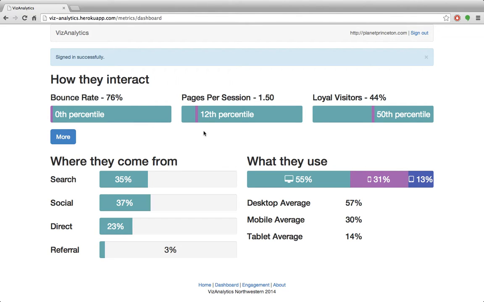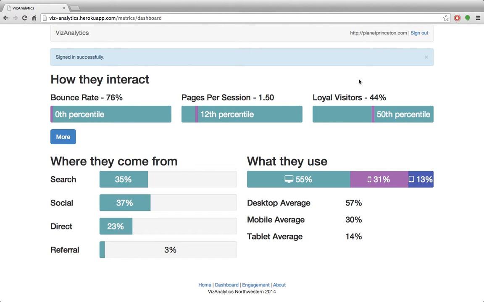Bounce rate is just an illustration of the number of people that go to the website, see one page, and then leave. A high bounce rate is a bad thing. As you can see here, Planet Princeton is in the 0th percentile, which means they had the worst bounce rate of the companies we analyzed. Pages per session is simply the average number of pages that a viewer uses before they leave the website. And you can see here that Planet Princeton is in the 12th percentile, which is, again, not very good. You want that number to be a bit higher.